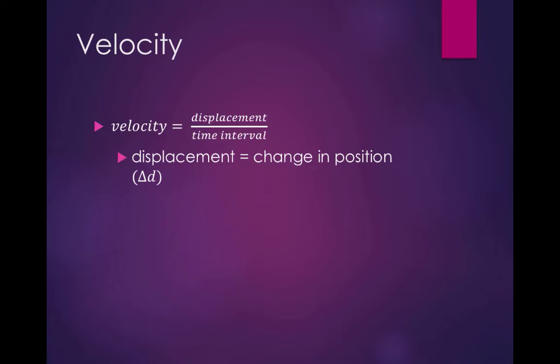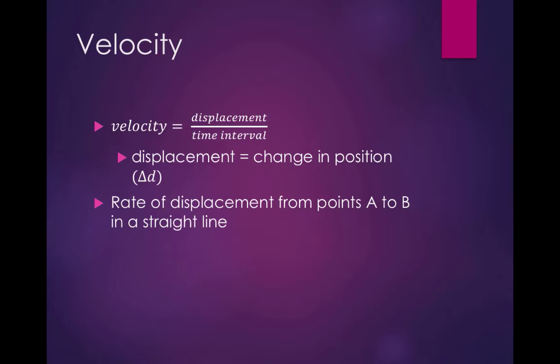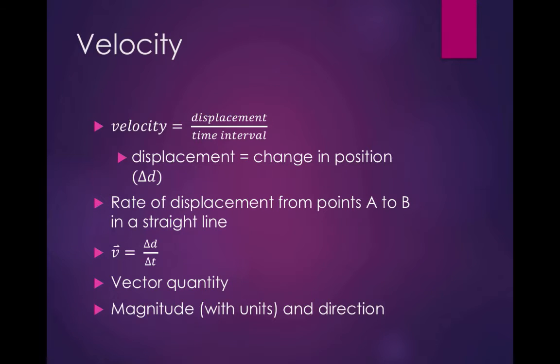Velocity is often confused with speed, but it has a few major differences. The formula for velocity is displacement over time interval. Since displacement is simply the change in position denoted with the symbol delta d, it can be described as the rate of displacement between points A to B in a straight line, or the rate of change in position. The formula can be written as vector v equals delta d over delta t. It's a vector quantity, so it has magnitude with units and includes direction as well.